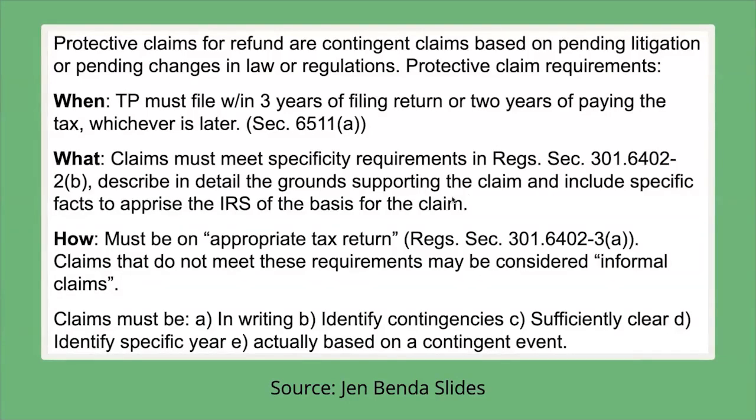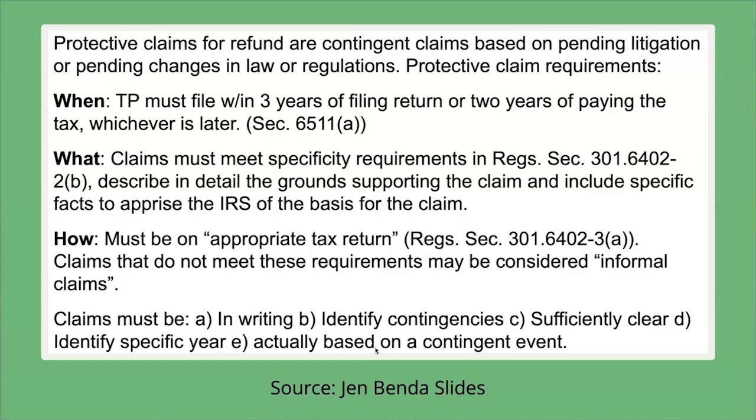Now, with protective refund claims, things get a little bit better for our clients, possibly. These are contingent claims based on pending litigation or pending changes in law, and you can say Schedule 3 is definitely a pending change in law right this second, with the final hearings in a month. You've got to look down at the bottom. If you make a claim in writing, identify the contingencies specifically, make sure it's sufficiently clear exactly what you're doing, identify the year, and base it on an event.